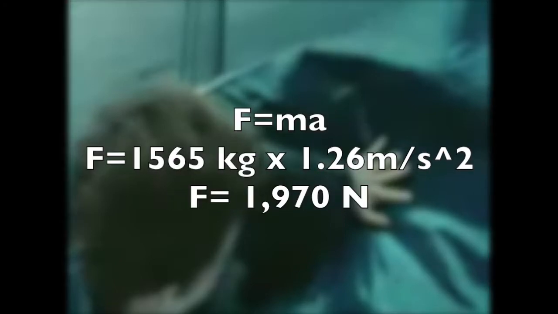Based on some research on Google about the Chevy car, the car driven weighs about 1565 kilograms. The car hits Edward with a force of 1,970 newtons. Newton's second law states force is equal to mass times acceleration, meaning 1565 kilograms times 1.26 meters per second squared is equal to 1,970 newtons. In order to stop the car, Edward must have exerted at least 1,970 newtons. The average professional boxer exerts only 1,000 newtons in a punch.